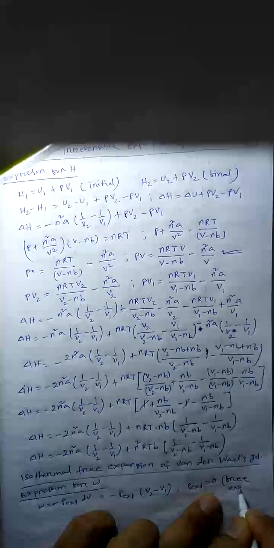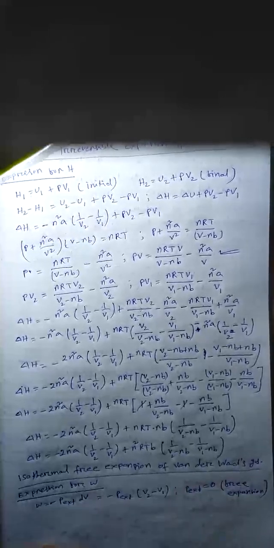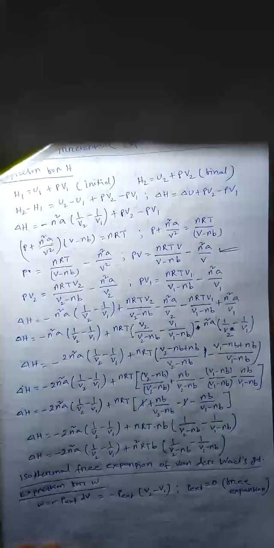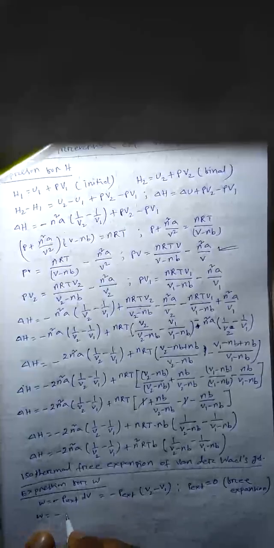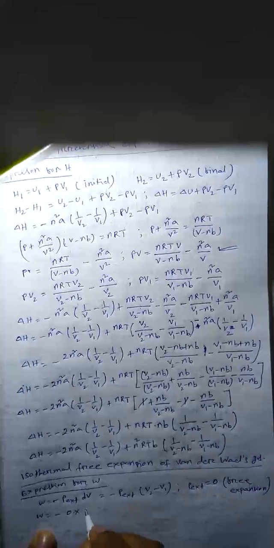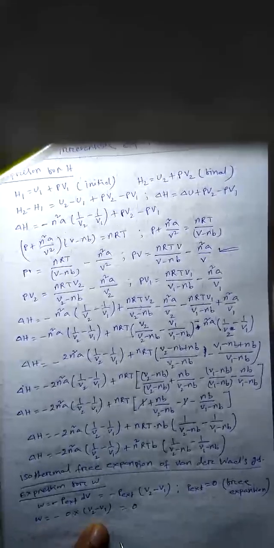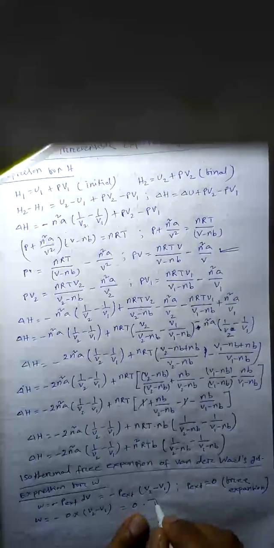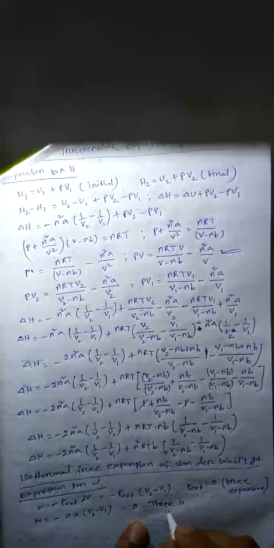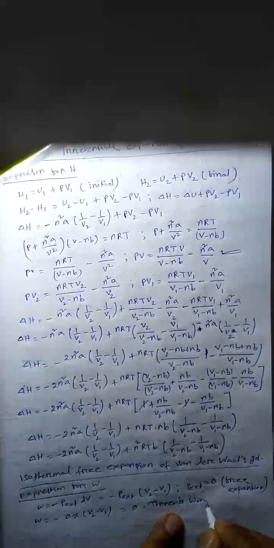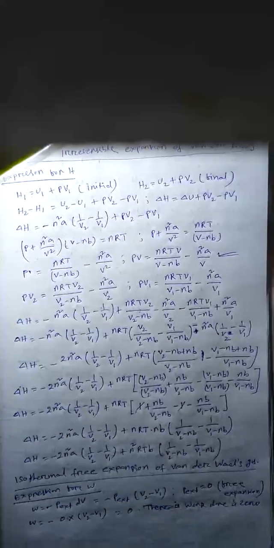Free expansion means in vacuum. Vacuum means there is no pressure, no gas, nothing. So pressure is 0. When external pressure is 0, your W becomes minus 0 multiplied by (V2 minus V1). 0 multiplied by anything means 0. So there is no pressure-volume work, that means work done is 0.